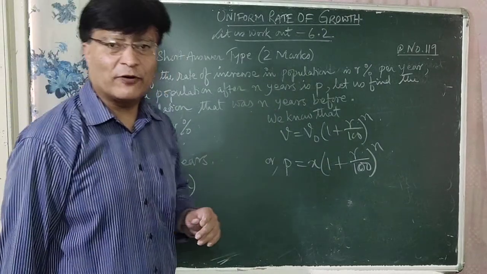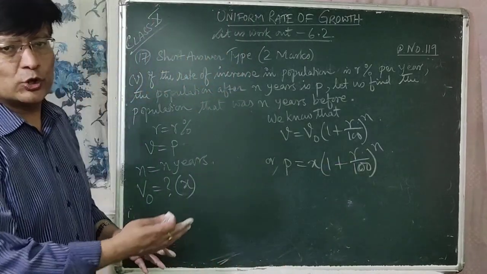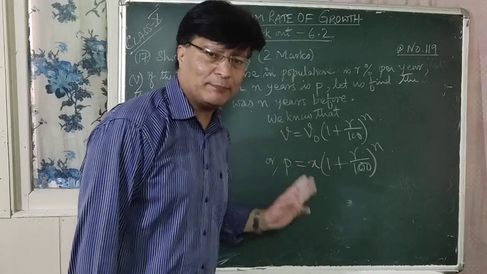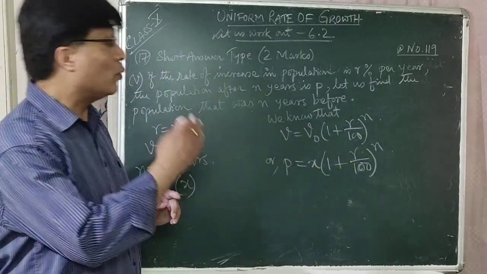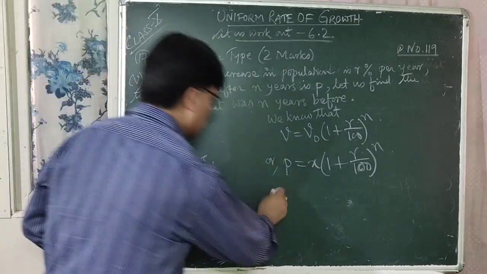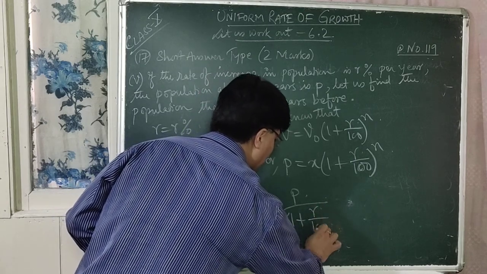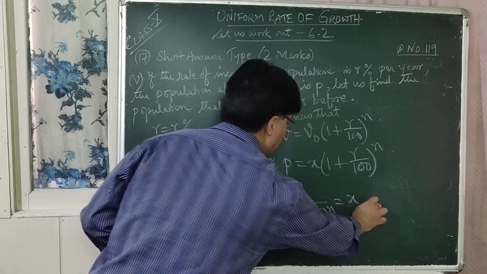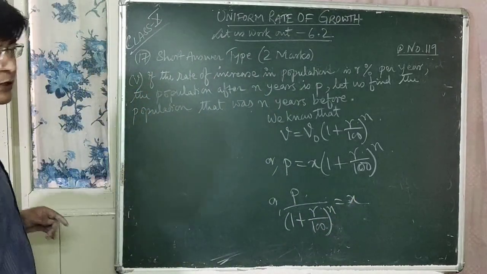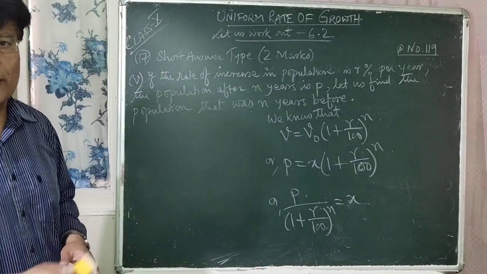Now you should get the value for X. That means this expression 1 plus R upon 100 whole to the power n should be taken to the left hand side. Since this is X into it, when it goes to the left hand side, it should be written in the denominator. Or P upon 1 plus R upon 100 whole to the power n is equal to X. Now let us simplify it further. When this denominator goes up in the numerator, it becomes whole to the power minus n.